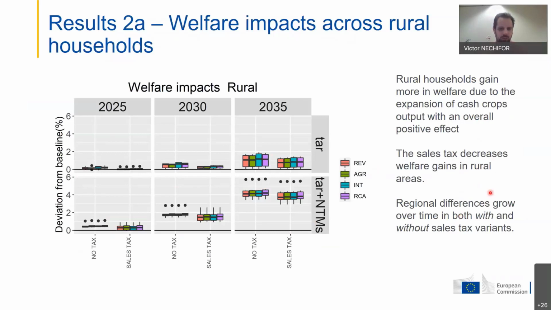And another thing that we observe is that as we move from 2025 to 2035, the size of the box plots grow, which means that the regional differences between the rural household groups grow over time in both with and without sales tax variants.